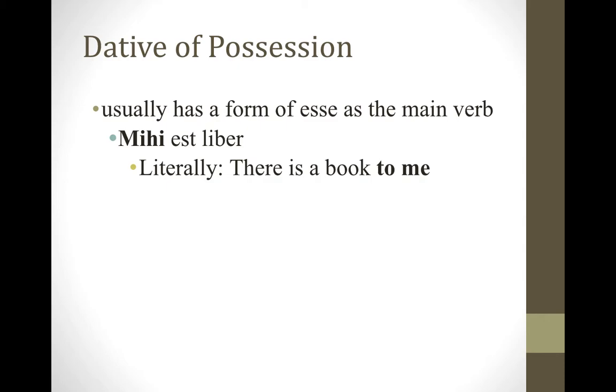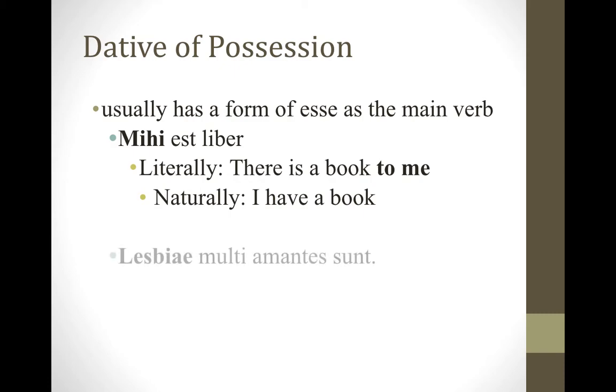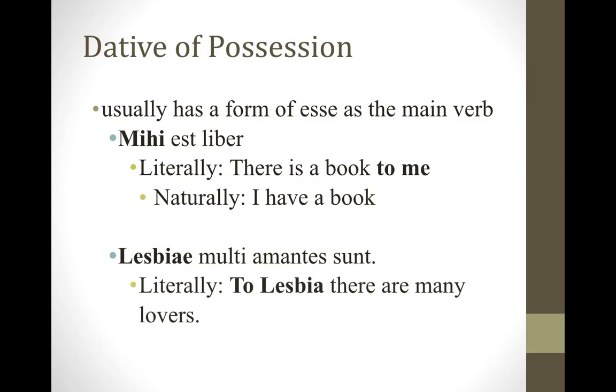But that just sounds so clunky in English, and it's the literal translation. What we're really looking to say is that I have a book. So, just a reminder, Catullus is going to be using that dative to show possession. And here's an example of his: Lesbiae multi amantes sunt. Literally, to Lesbia there are many lovers. More naturally, though, Lesbia has many lovers. Okay, so dative of possession.